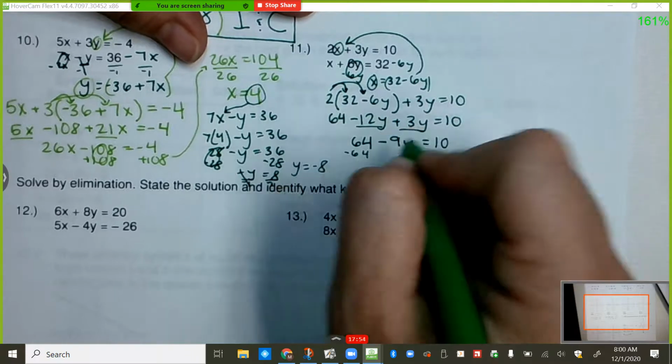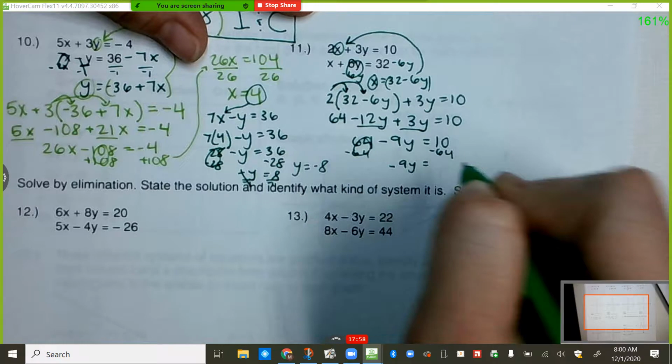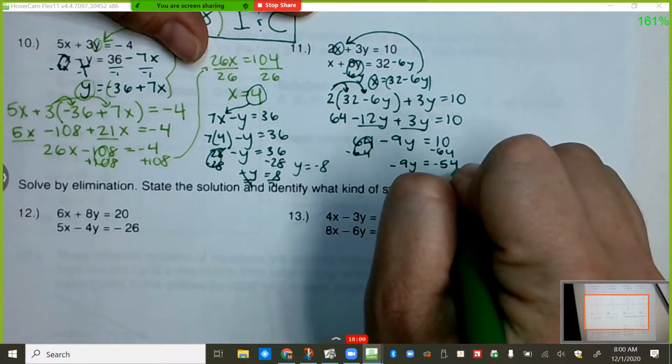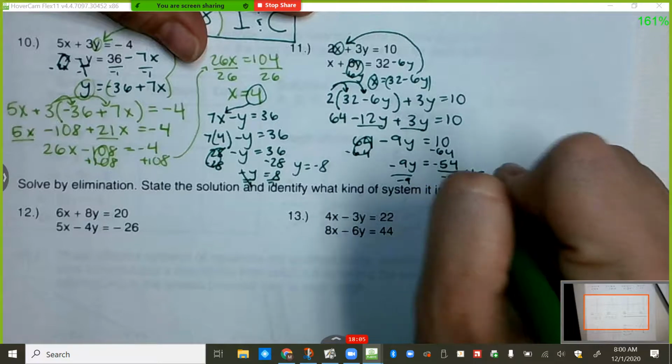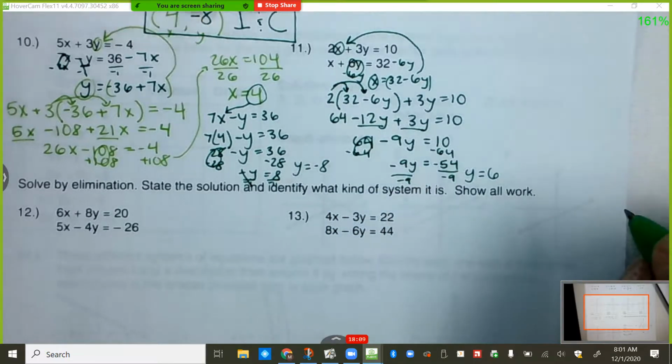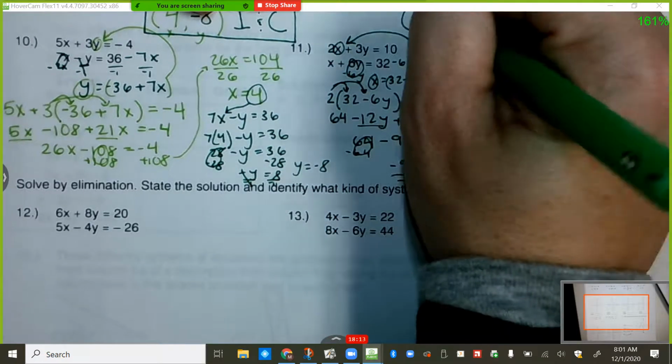Minus 64, minus 64. I get negative 9y equals negative 54. Divide by negative 9, divide by negative 9, and I get y equals 6. So I know my y is 6.